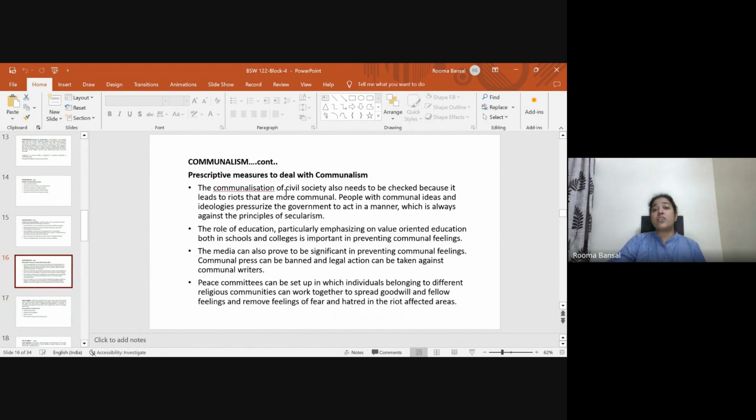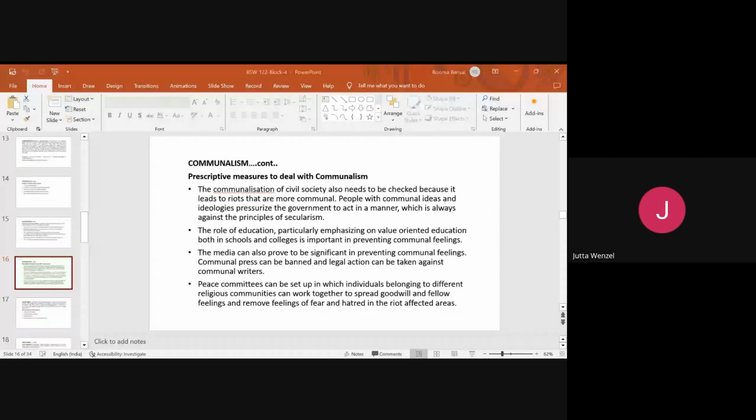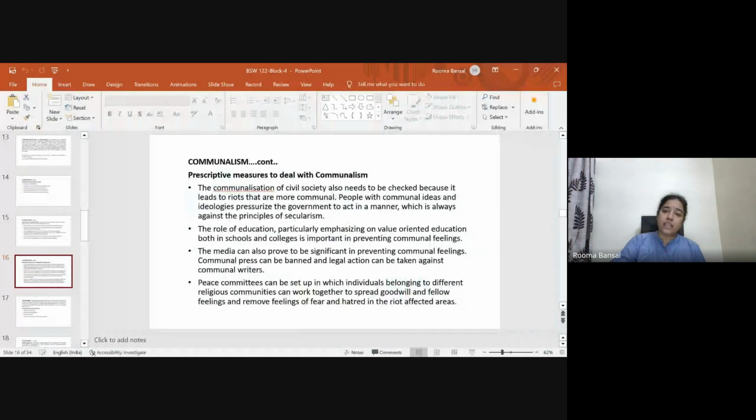The communalization of civil society also needs to be checked. Here you were asking that you do not know what kind of teaching they are doing at that particular place. So this point says the communalization of civil society also needs to be checked because it leads to rights that are more communal. Understand? Yes, it means the government should keep an eye on these kind of agencies who are providing religious education.